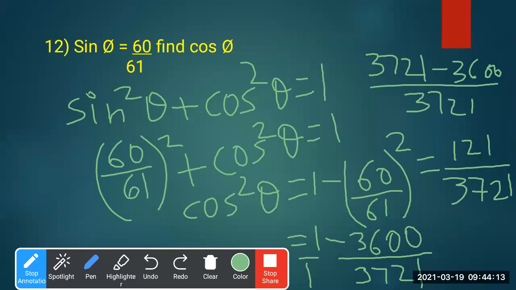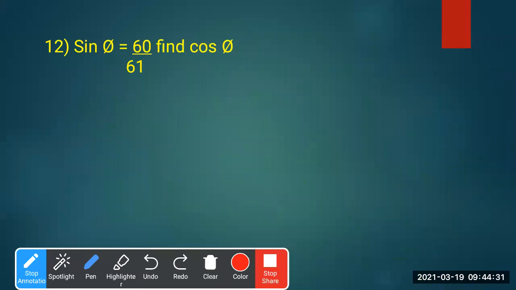Okay, so 121 upon 3721 is the value of the cos square theta, and what we wanted was cos theta. Okay, so what will you do? You will take the square root on both the sides. So just let me clear this out. What was the last answer which you got? That is cos square theta is equal to 121 upon 3721. This is what you got.